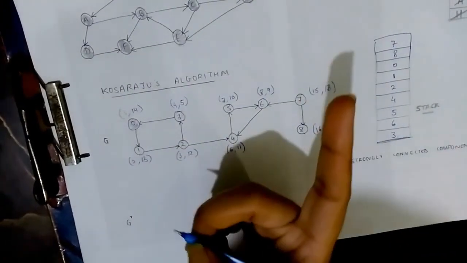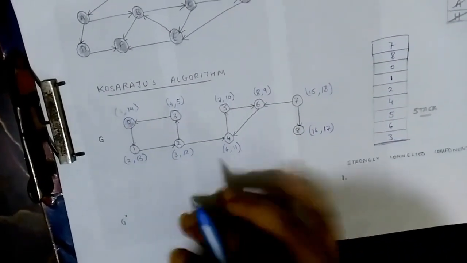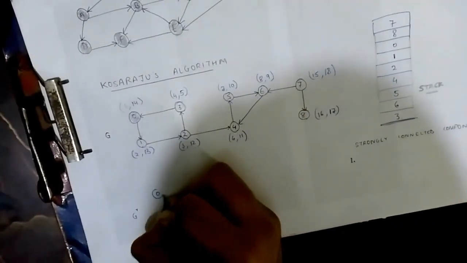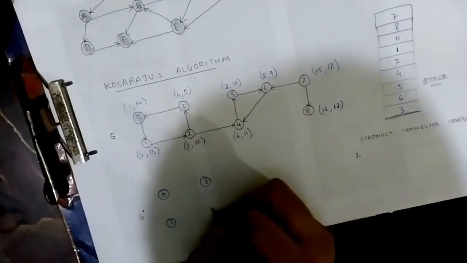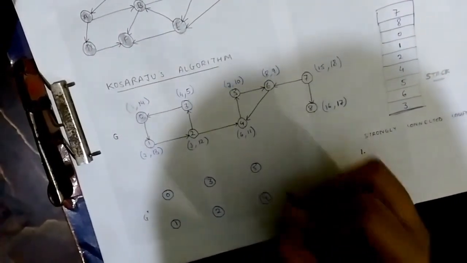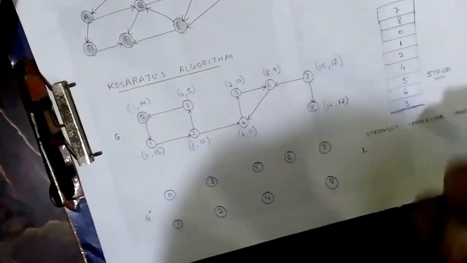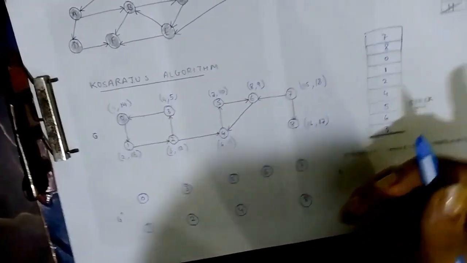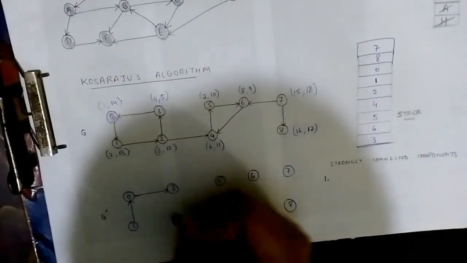Now the next step is finding the transpose of the graph. Now this is graph G, so its transpose would be something like this. First we write down all of the vertices as they are. Next step, we reverse all of the edges. We will reverse all the edges.